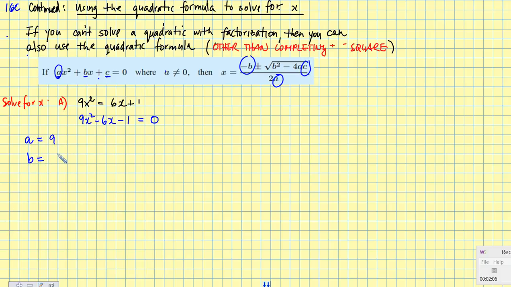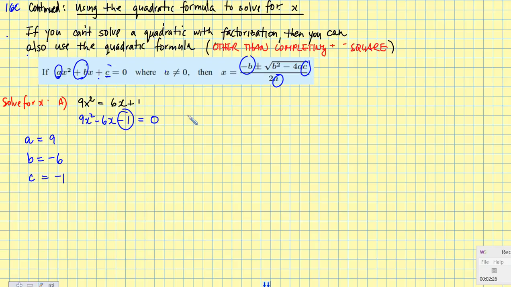And then if I look for my value of b, well, I see that the value of b is always in front of the x term, or the linear term, so it's right here, our value of b. And this turns out to be negative 6 in this problem. And then the last term, the c, is our constant, and the constant is going to be equal to negative 1 in this case.